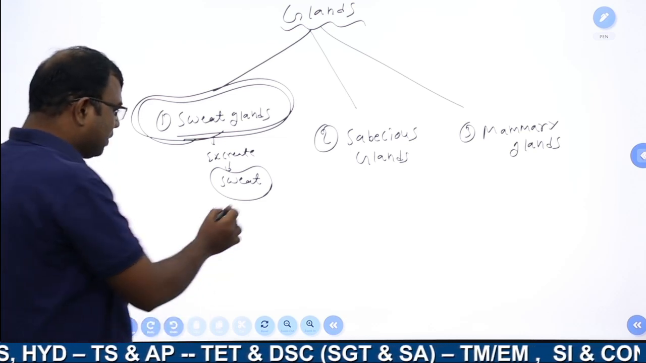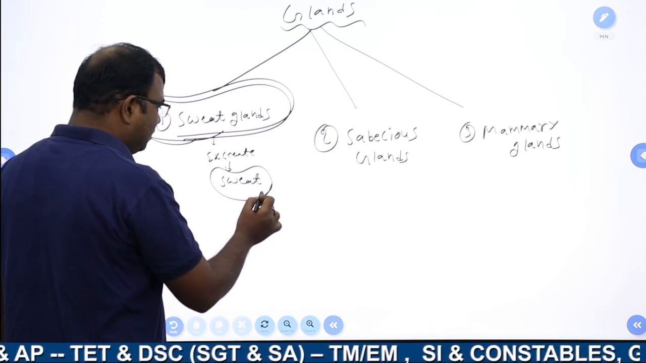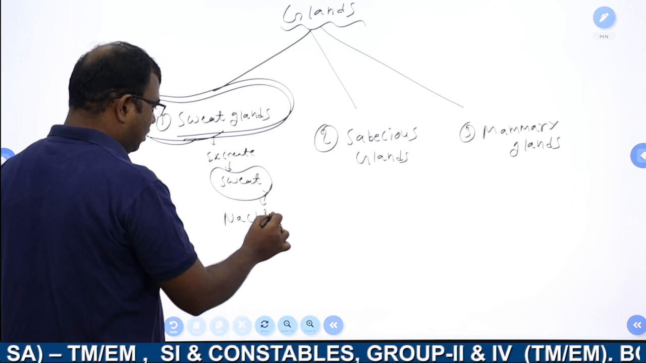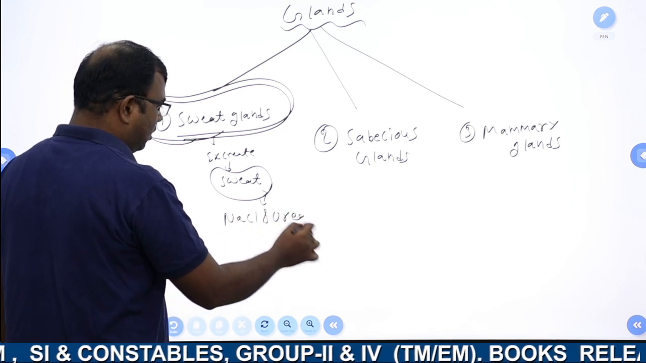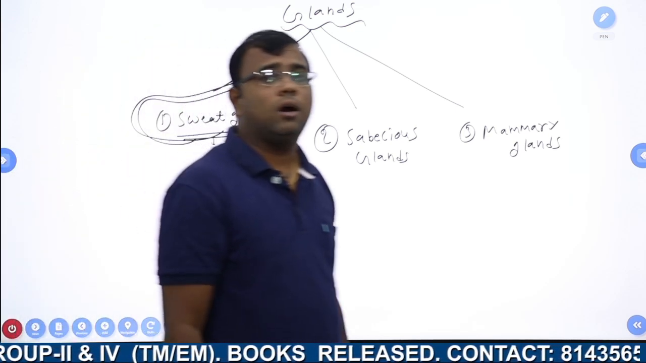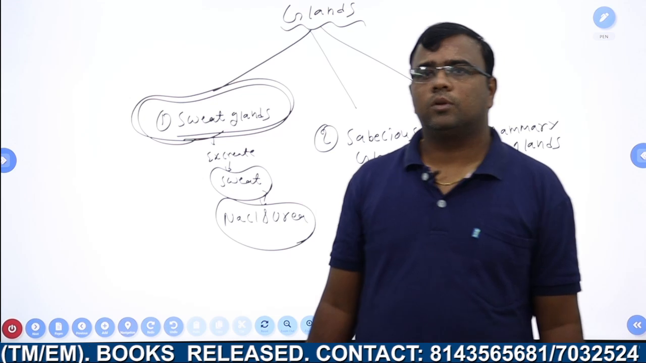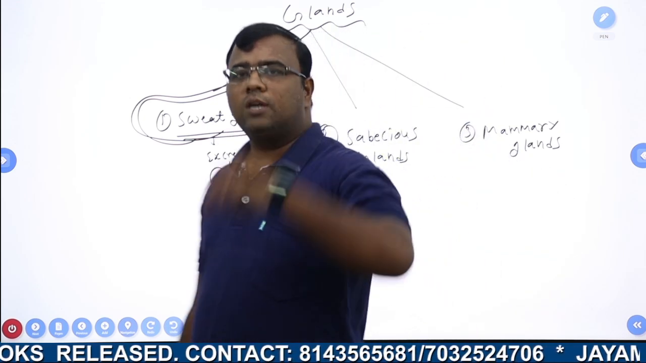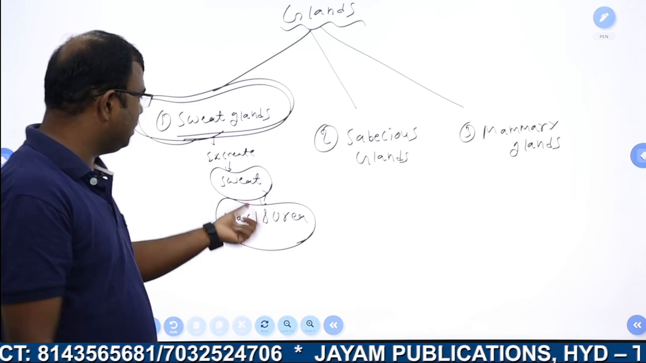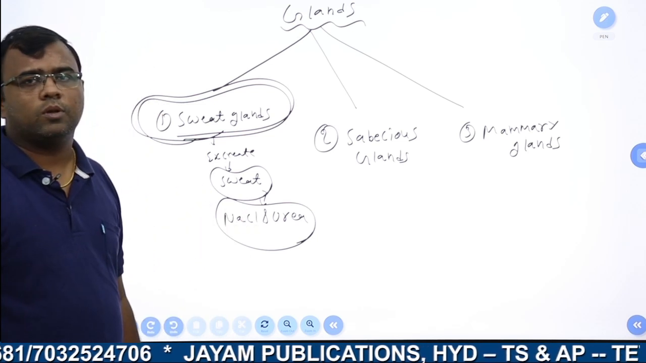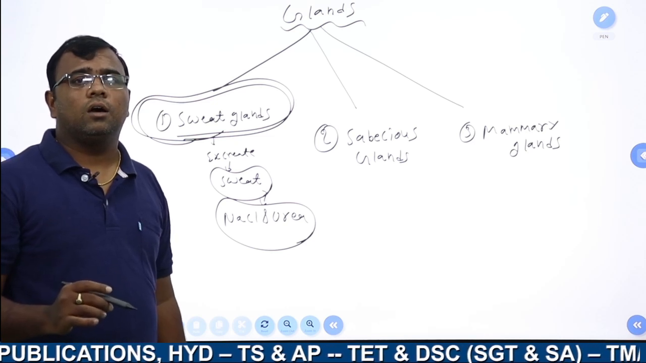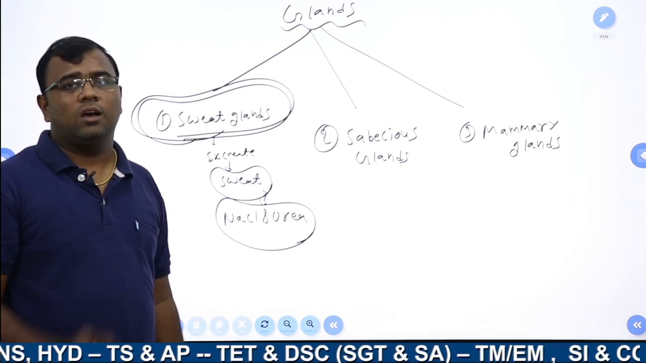The sweat consists of NaCl and urea. NaCl means sodium chloride. The sweat is salty in nature.